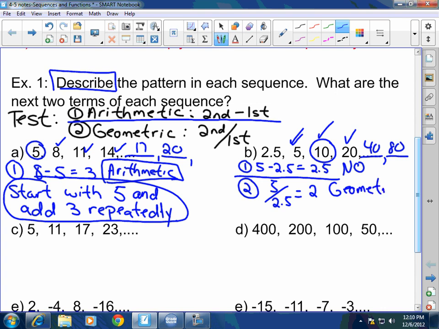Again, you don't have to name it in this particular case. But man, now you have some more knowledge. And then how would you describe this? Start with 2.5 and multiply by 2 repeatedly.